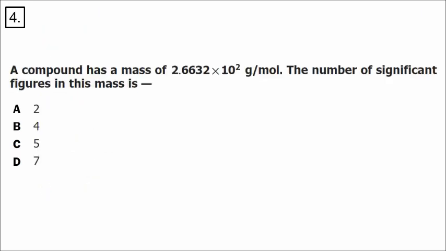In number 4, we are given a measurement, and we have to determine the number of significant figures. Now there are no zeros in this measurement. So we have 2.6632 times 10 to the second power. All of those numbers are significant. Correct answer is 5.